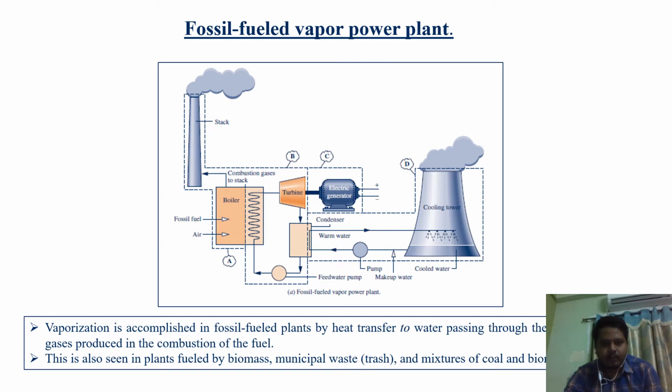So the only difference is, our area of interest is how we are generating the heat, how we are converting the water into steam. Here how are we converting? By using coal. By burning the coal, it generates heat. With that heat we are converting the water into steam in the boiler. Okay, that you should remember here.